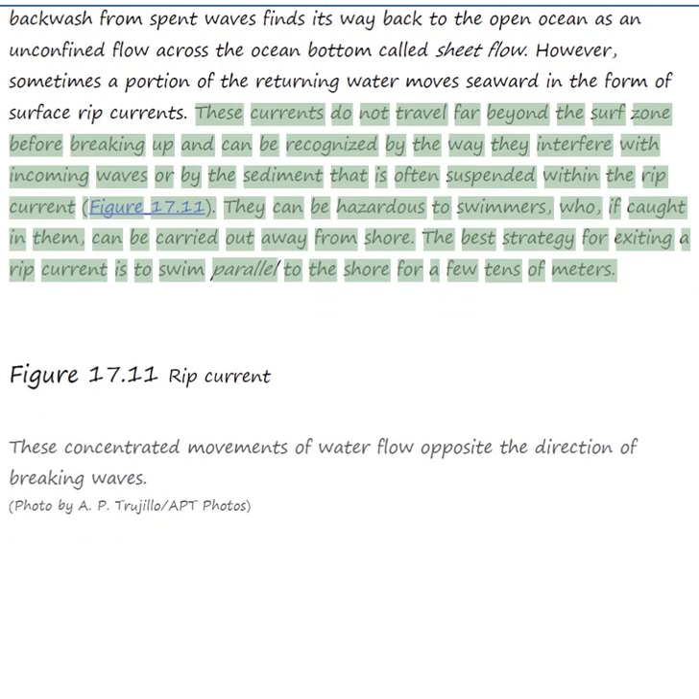These currents do not travel far beyond the surf zone before breaking up and can be recognized by the way they interfere with incoming waves or by the sediment that is often suspended within the rip current. They can be hazardous to swimmers, who, if caught in them, can be carried out away from shore. The best strategy for exiting a rip current is to swim parallel to the shore for a few tens of meters.